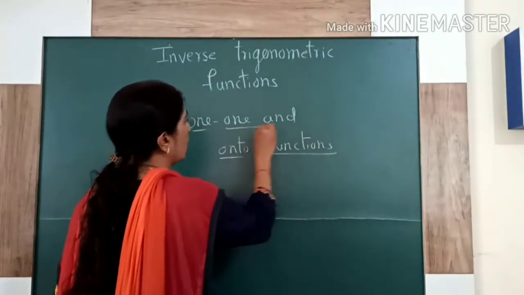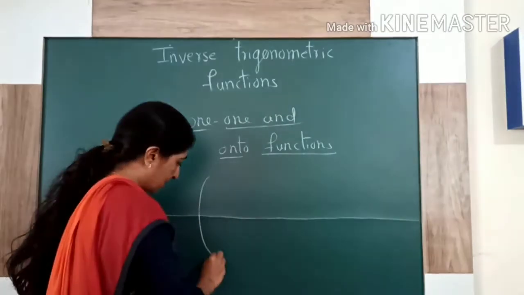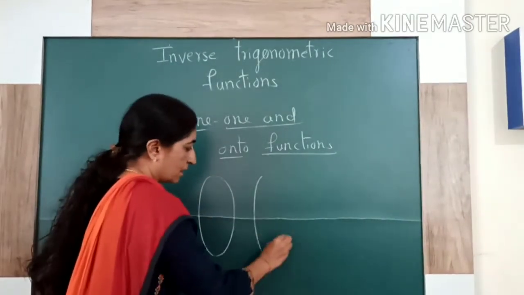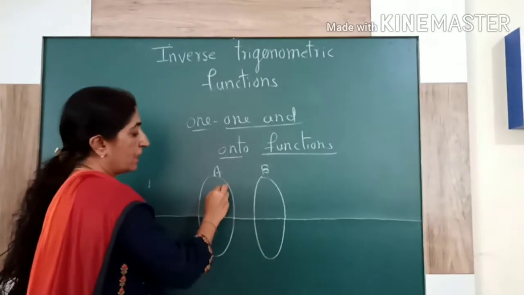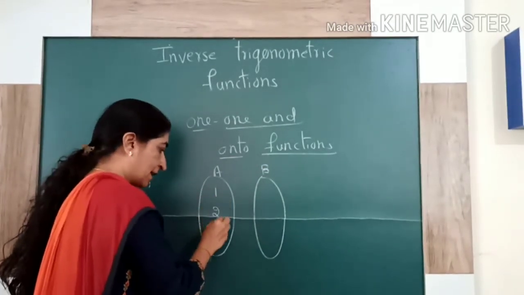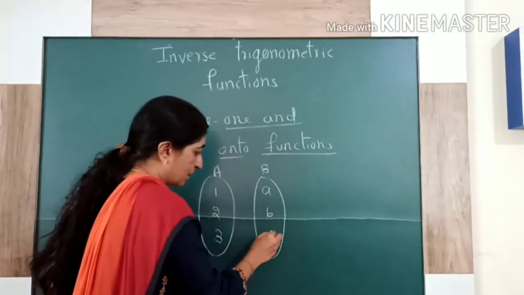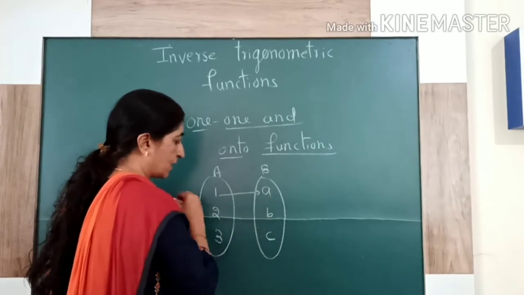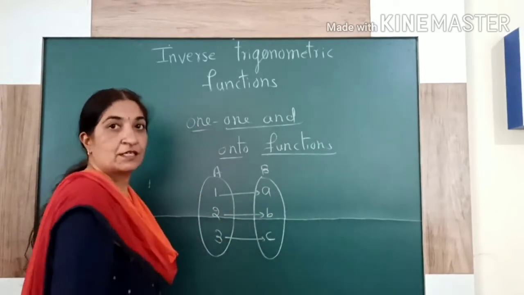So one-one and onto, I will explain in simple steps. There are two sets. Let us take them as A and B. In A, the first set, I am taking 3 elements, 1, 2, 3, and B also I am taking 3 elements. 1 is connected with A, 2 is connected with B, and 3 is connected with C.